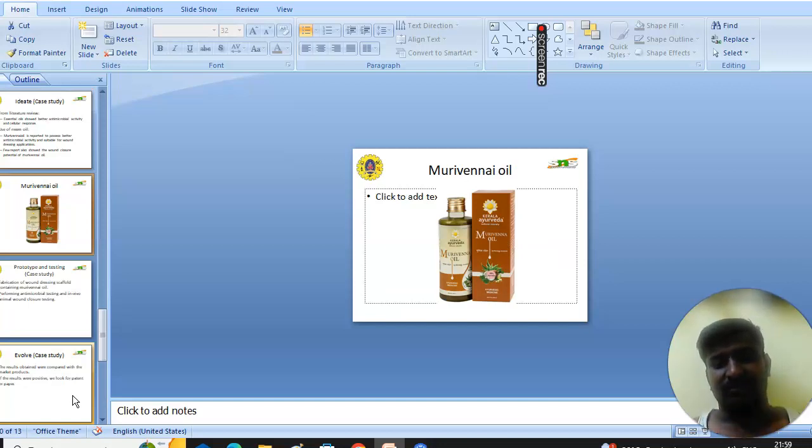The figure shows the schematic representation of the Murivine oil. This can be used. It is incorporated into the scaffold and then applied for wound healing.